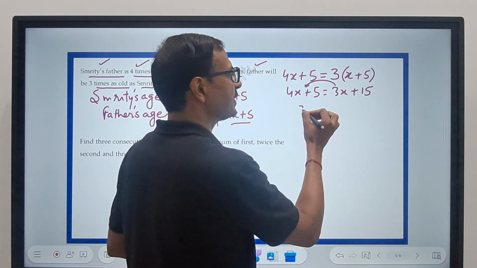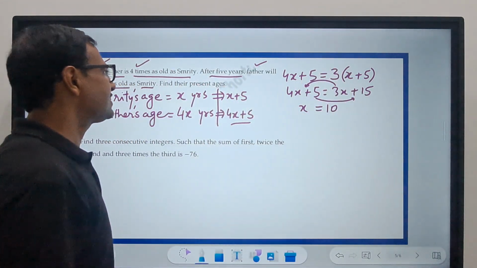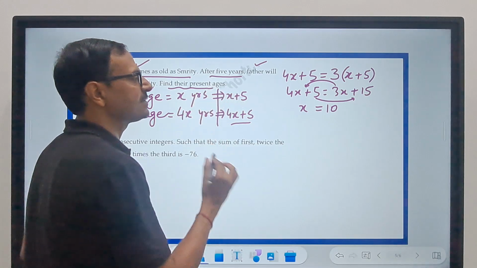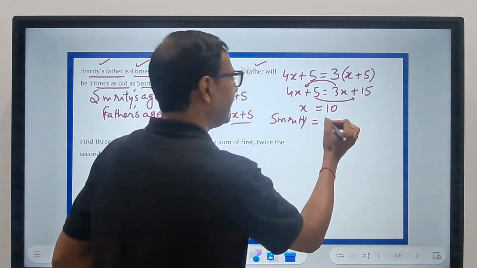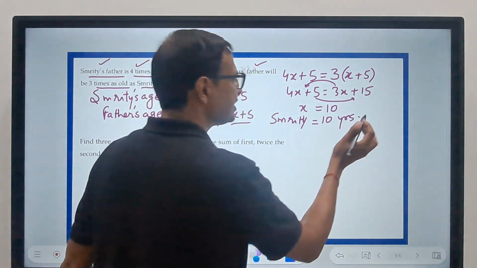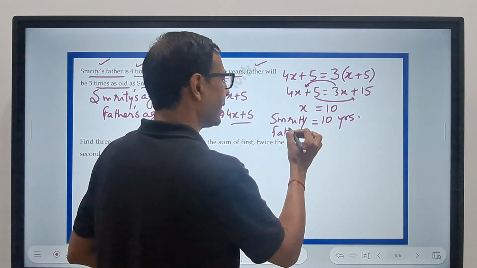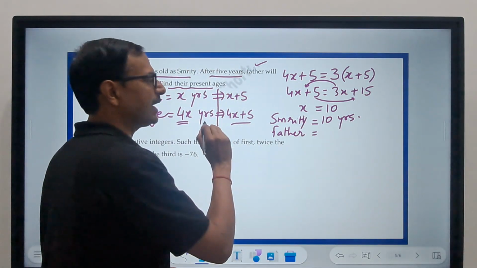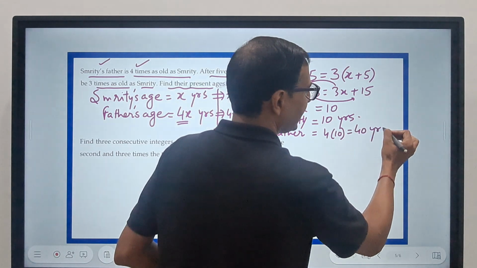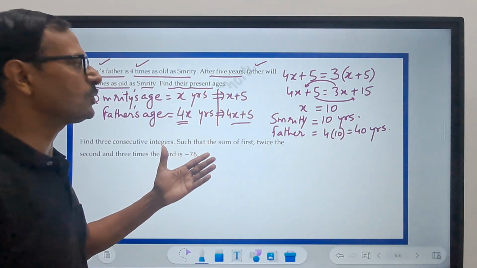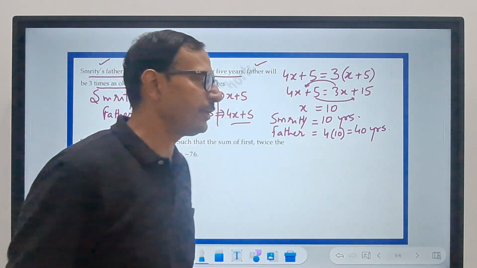3x comes this side, so this becomes x, and 5 goes that side. 15 minus 5 is 10. So x is 10. So we need to find their present ages, right? How old is Smriti? Smriti is 10 years because x was assumed as Smriti's age. Father was 4x, so the father is 4 times 10, that is 40 years of age. This is the answer for the question. Pretty simple question. Just the assumption part and the framing of the equation is really important.